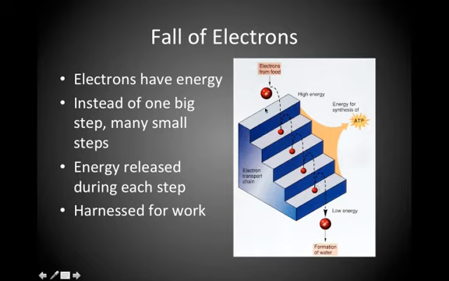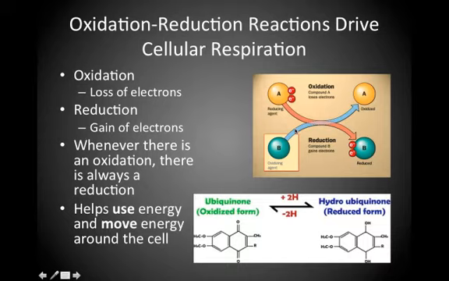The electron here is high energy, the electron here is low energy, and we can't treat them the same. We have to treat them differently based on their energy states. So we have oxidation reduction, electrons moving from one molecule to another. It allows us to use and move energy in a more efficient way. So we're going to be using electrons.